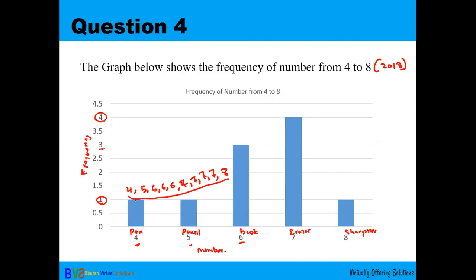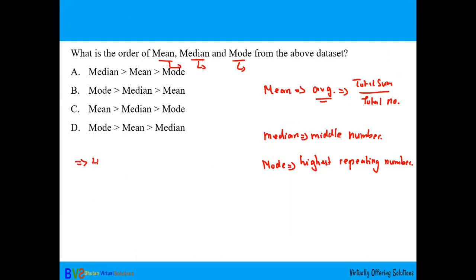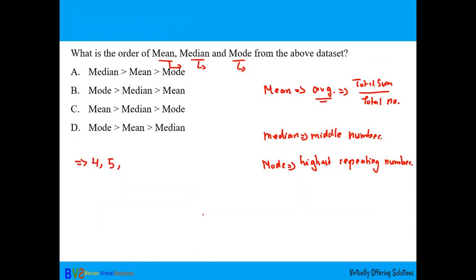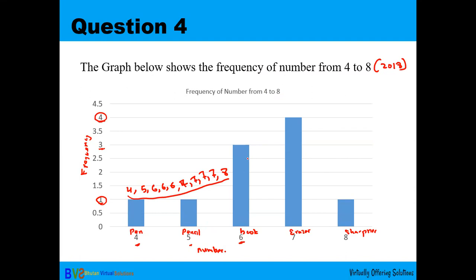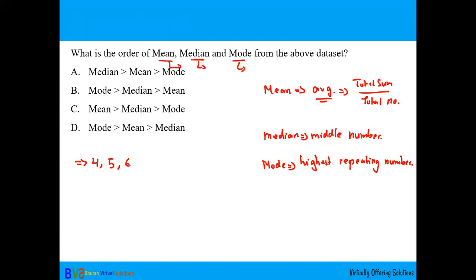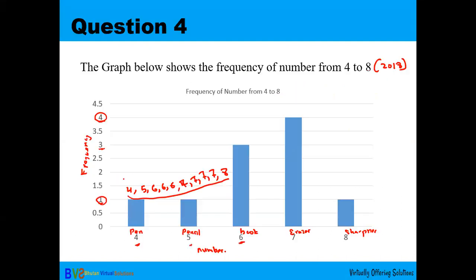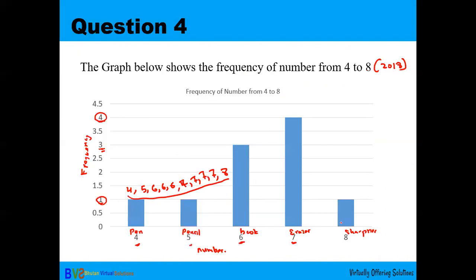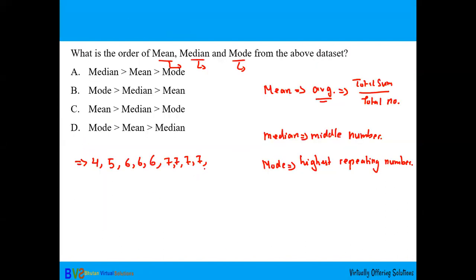The number 4 is repeating only once. The 5 is also repeating only once. Now number 6 is repeating for 3 times, so 6, 6, 6, a frequency of 3. What about the number 7? Number 7 is repeating for 4 times, so 1, 2, 3, 4 times. And the number 8 is repeating only once.